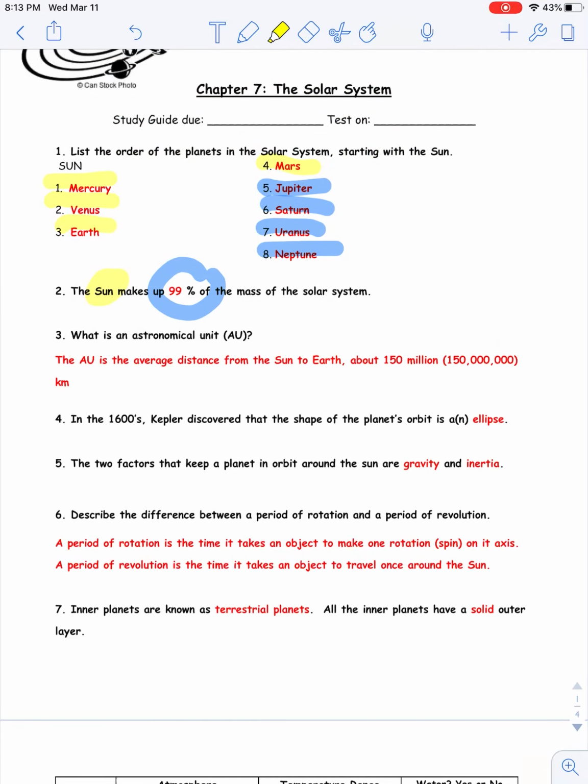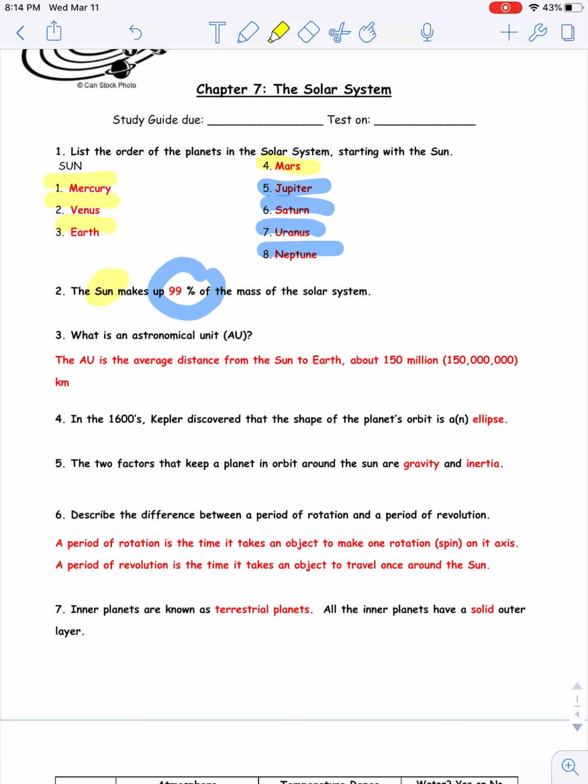What is an astronomical unit? The astronomical unit is the average distance from the sun to Earth, about 150 million kilometers. Because remember, if we are not thinking about AUs, we're dealing with extremely large numbers. And that is very difficult when you're trying to compare distances if you have these very, very large numbers.